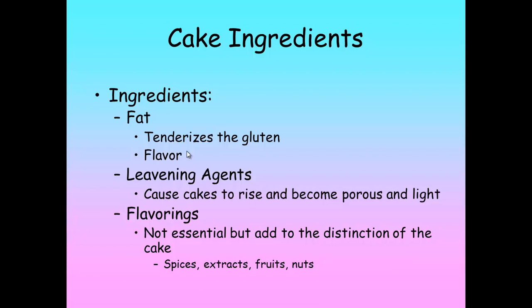Then you have your leavening agents, which cause the cake to rise and become porous and light. Porous means tiny little holes within the cake that you're looking for, which creates the texture that you want in a cake. And then you have your flavorings. These are not essential, but add to the distinction of cakes. Some examples will include spices like cinnamon, extracts. Usually the most common is vanilla, but sometimes in cakes you'll add a strawberry extract, a lemon extract to give that cake the desired flavors. Sometimes you'll have some fruits and sometimes even some nuts.